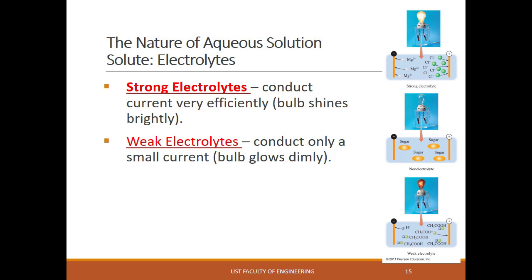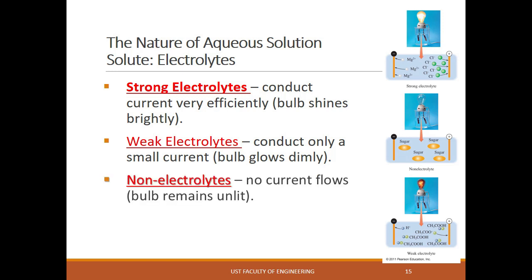When dissolved in water, a weak acid only partially dissociates into H plus ions and anions, while a weak base only partially generates OH minus ions and cations. In addition, there are compounds that are called non-electrolytes, like sugar. Non-electrolytes produce no ions when dissolved in water and form non-ionic solutions.